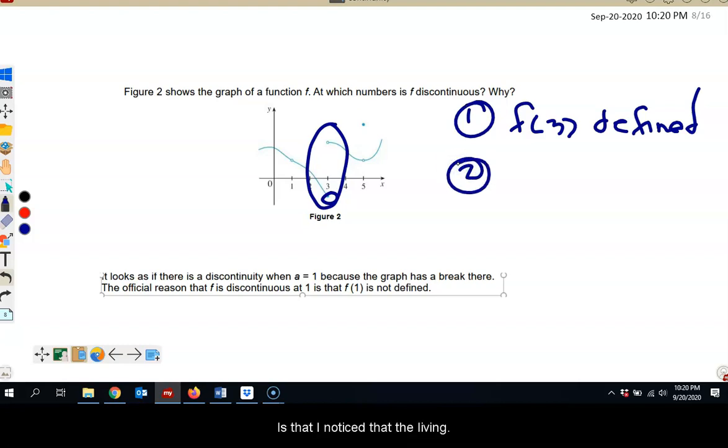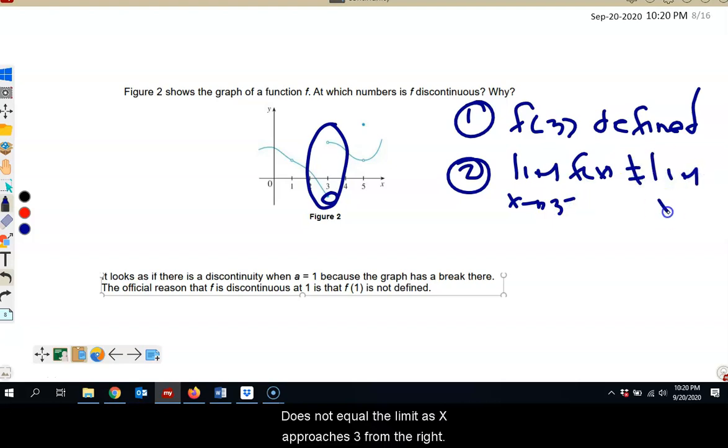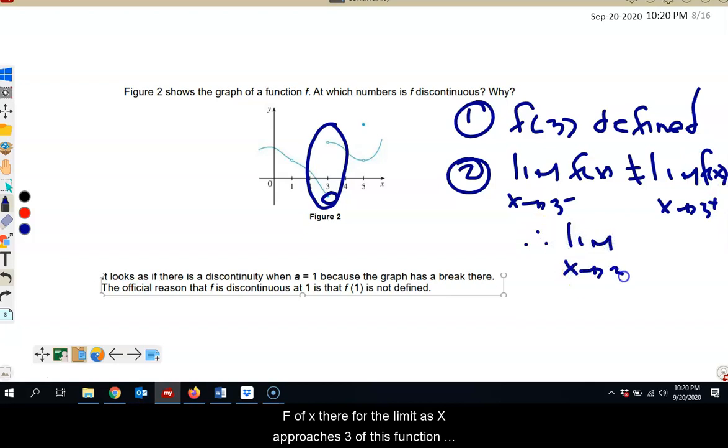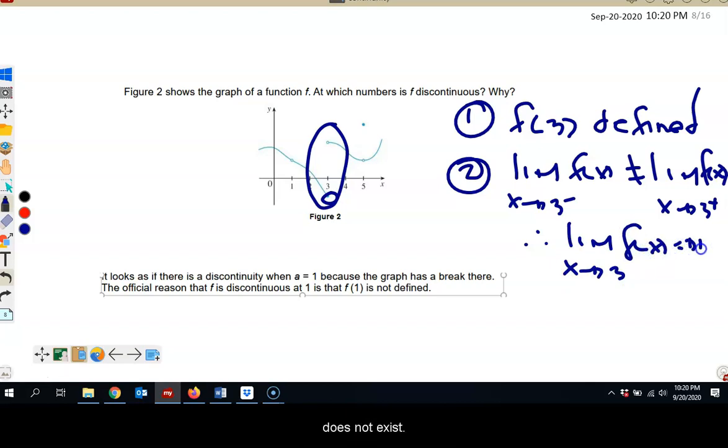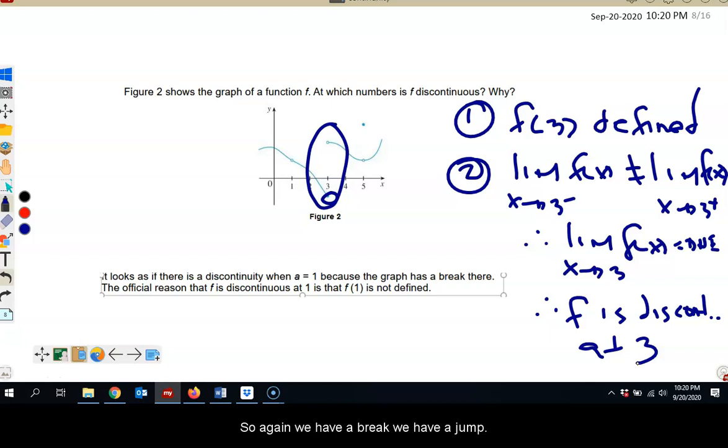Step 2 here is that I notice that the limit as x approaches 3 from the left of f of x does not equal the limit as x approaches 3 from the right of f of x. Therefore, the limit as x approaches 3 of this function does not exist. Therefore, right, f is, go ahead and finish writing that out for me, at 3. So again, we have a break, we have a jump, right?